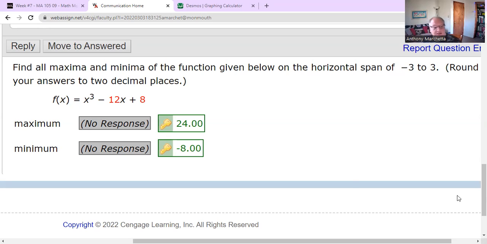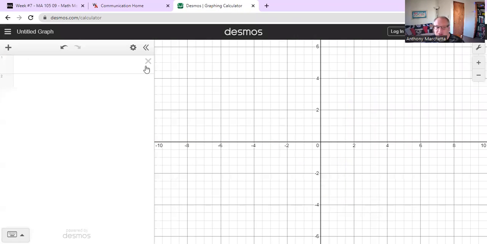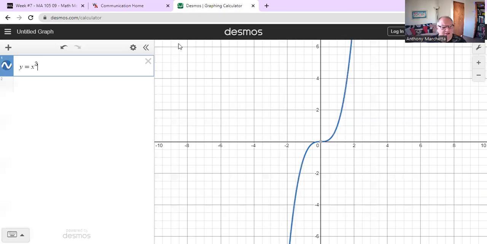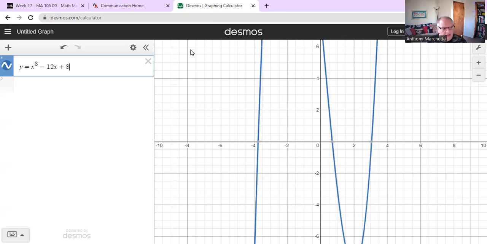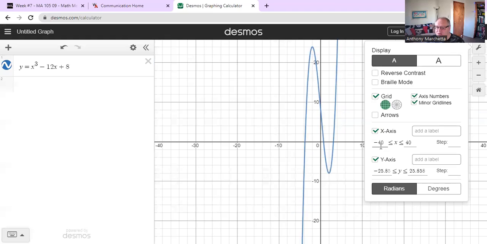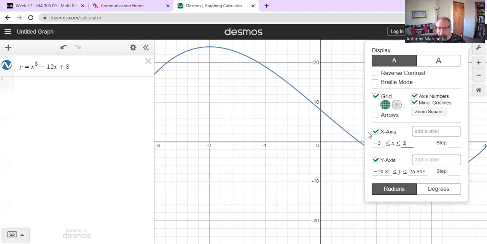It's a cubic function. It's x cubed minus 12x plus 8. So what I'll do is I'll get rid of this one and I'll type in y equals x cubed minus 12x plus 8. Okay, so there's your function. I could zoom out a little bit. Remember, it's only between -3 and 3. So maybe what I'll do is I'll use the wrench and I'll tell Desmos to only show me the graph from -3 up to 3.